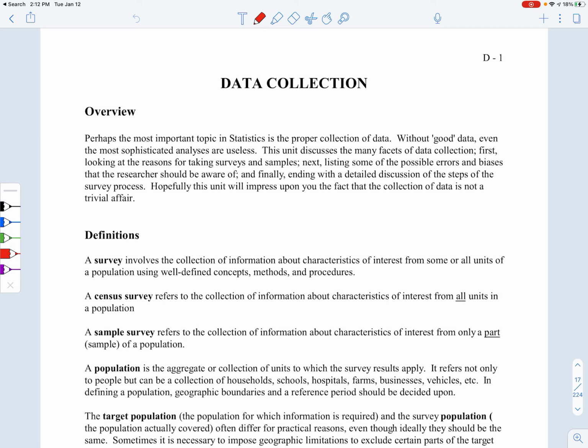But in 307, what we're going to do is we're going to actually be working with a real client where we go out and collect the data ourselves. So you're going to have to come up with a questionnaire and a good method for collecting the data. And so we want to talk in this unit about how do you come up with that? How do you come up with a good questionnaire? How do you come up with a good sample design?